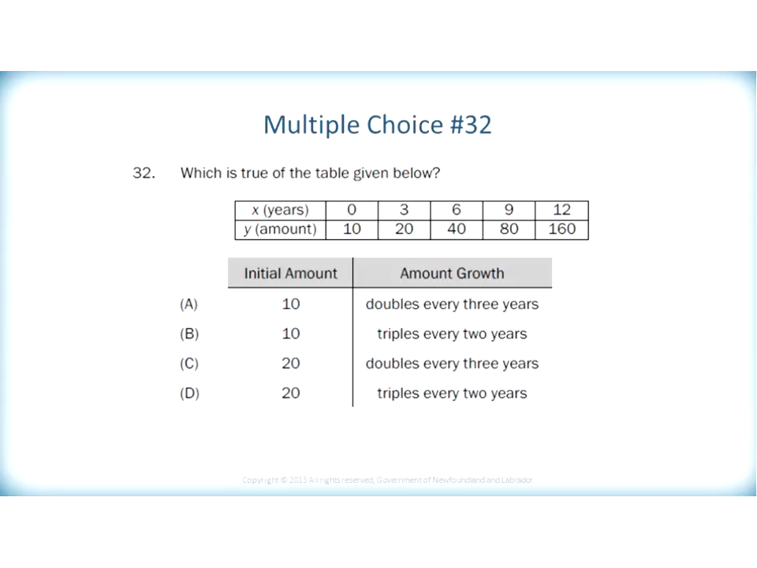Which is true about the table given? So we're looking at a table. We can find out what the b is, what the rate is, and that's 20 divided by 10 is 2. 40 divided by 20 is 2. 80 divided by 40 is 2, and 160 divided by 80 is 2. So it does double. We are doubling, not tripling.